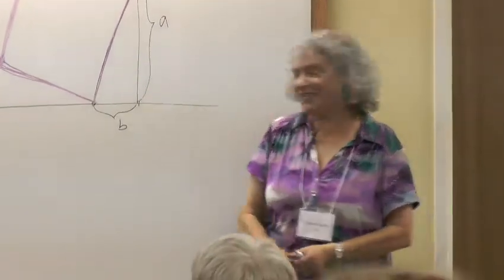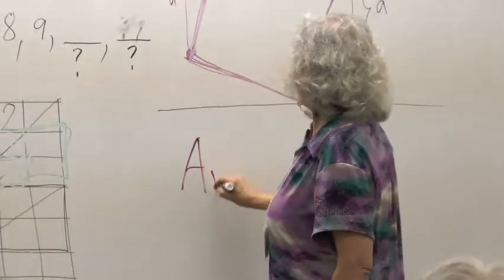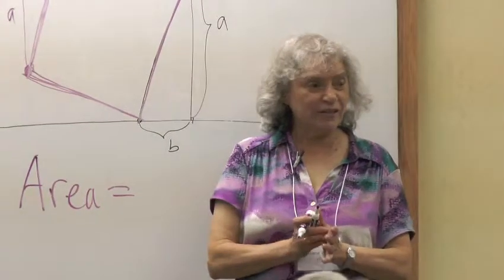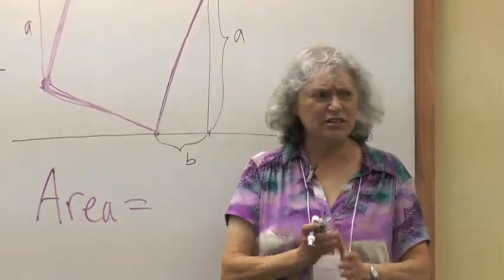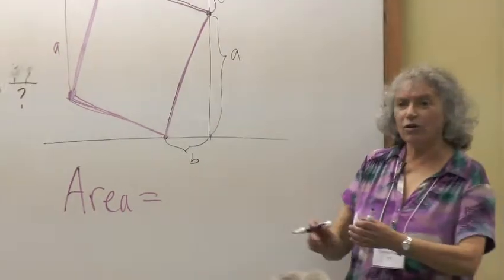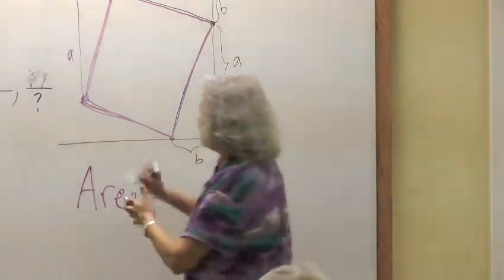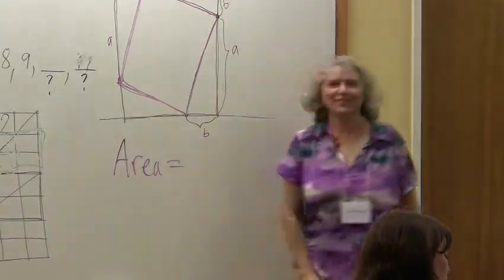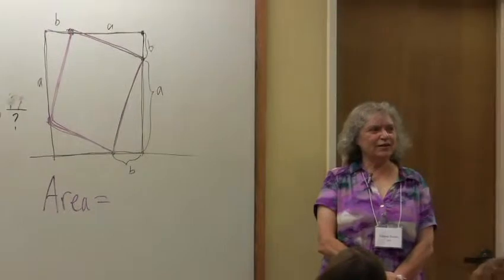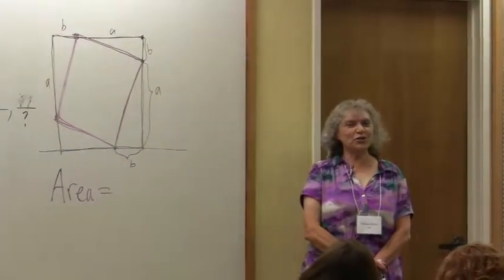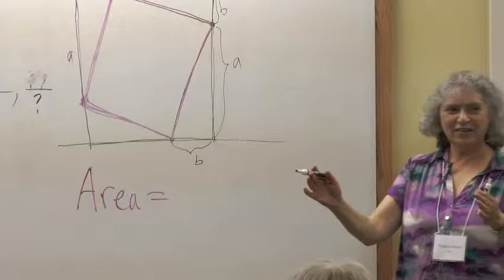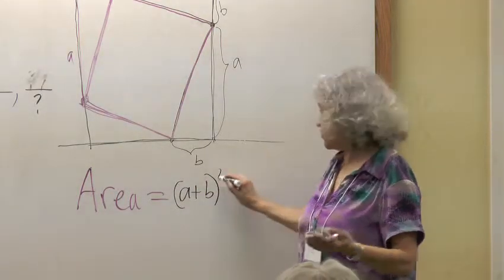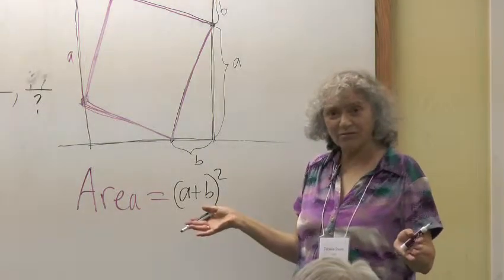Now, what is its area? And we can use this great idea that, now, who described that idea to us? Glenn? Glenn said, look at the outside regular square, this outside regular square. What is the area of this square? A plus B times A plus B, or A plus B squared, right? Everybody agrees?